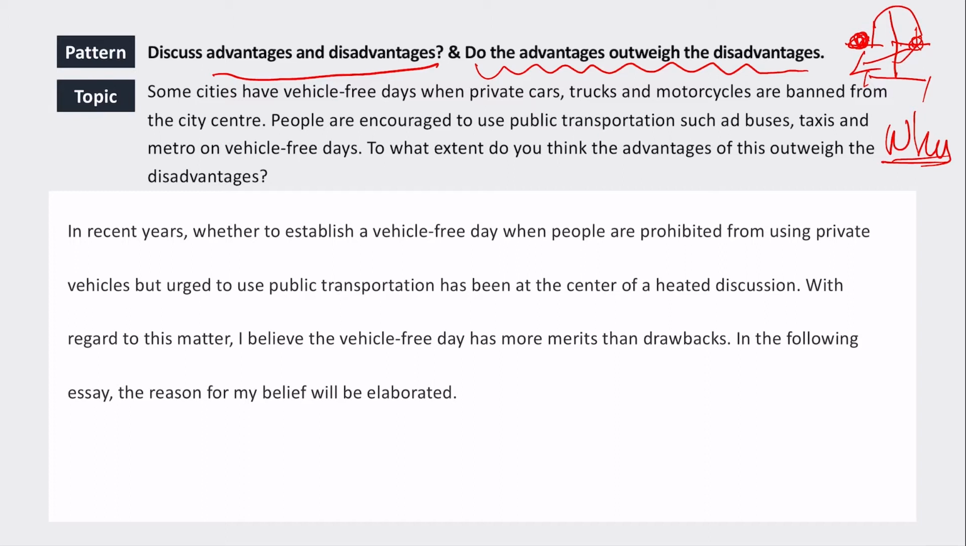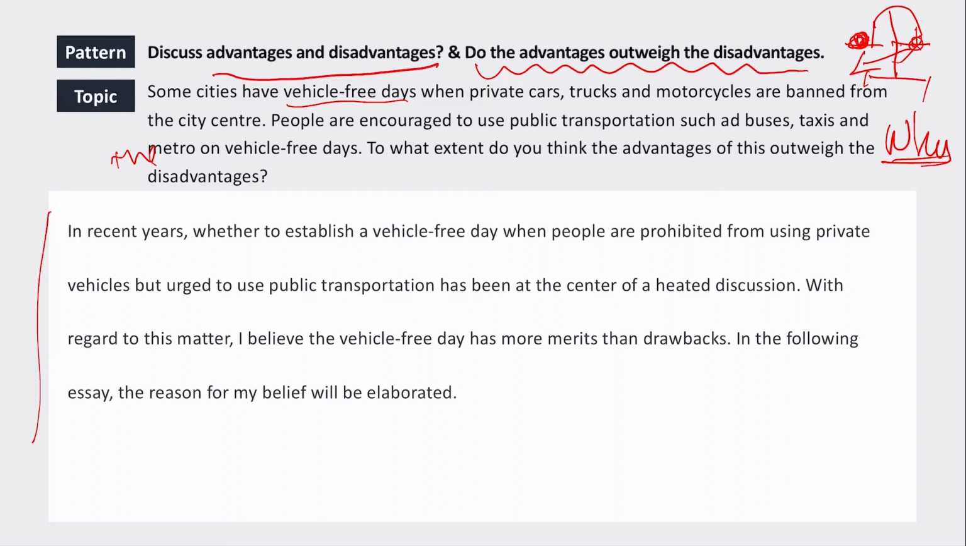So let's take a look at the topic. Some cities have vehicle-free days when private cars, trucks, and motorcycles are banned from the city centre. People are encouraged to use public transportation, such as buses, taxis, and the metro on vehicle-free days. To what extent do you think the advantages of this outweigh the disadvantages? Okay, so transport, travel, congestion, which is better? So let's take a look at this candidate.